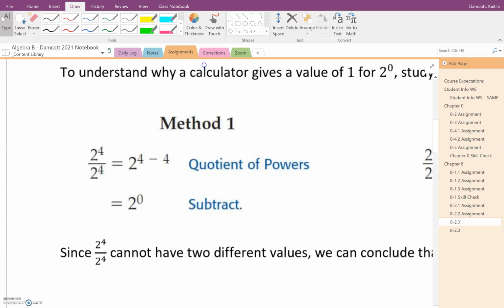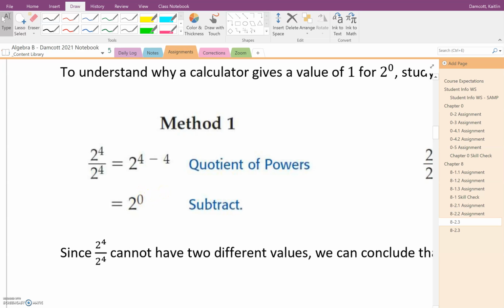So in this first method, they're telling us that using the quotient of powers, if you have powers with the same bases and you are dividing them, all you have to do to find your answer is subtract your exponents. So we keep the base, the 2 stays the same, and then 4 minus 4 is written here. Now when you do 4 minus 4, that simplifies to a 0. So they're saying that in method 1, 2 to the 4th power divided by 2 to the 4th power is equal to 2 to the 0 power.